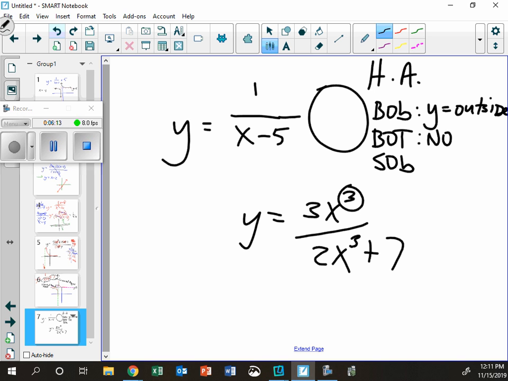They both have an x to the third. So that's the same on both. You're right. If they're the same on both, those are y equals a ratio of the LCs. What do you think LC stands for? Leading coefficients.